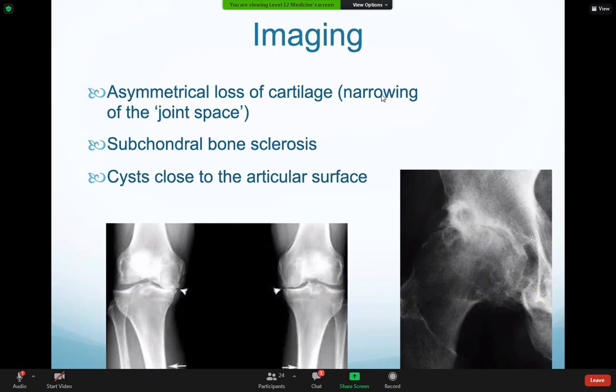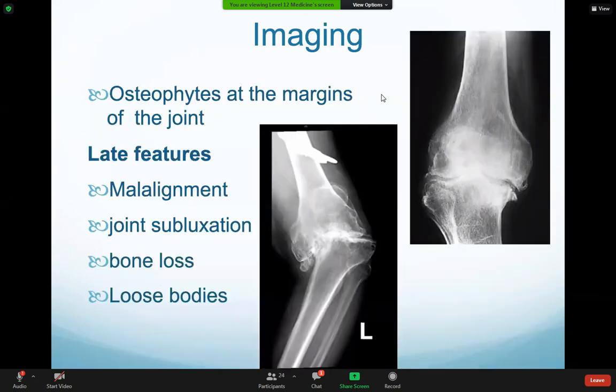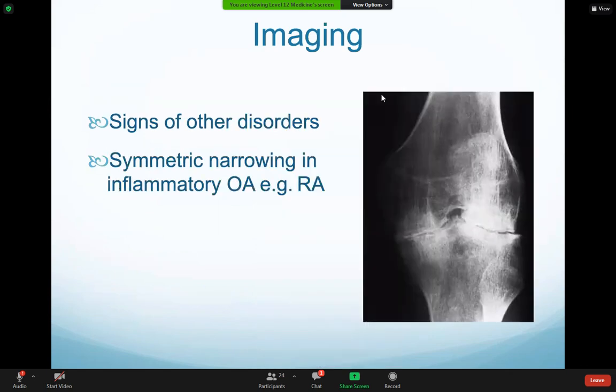They can have subchondral bone sclerosis. So if you look adjacent to the joint, you see some sclerosis, and cysts close to the articular surface. So you can see the cysts on the right-hand side in the X-ray of the hip. Osteophytes form at the margins of the joint, and late features are malalignment, joint subluxation, bone loss, and loose bodies.